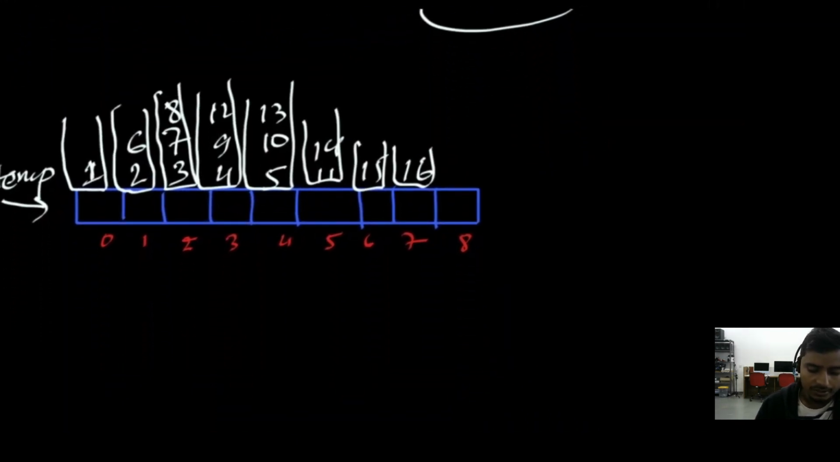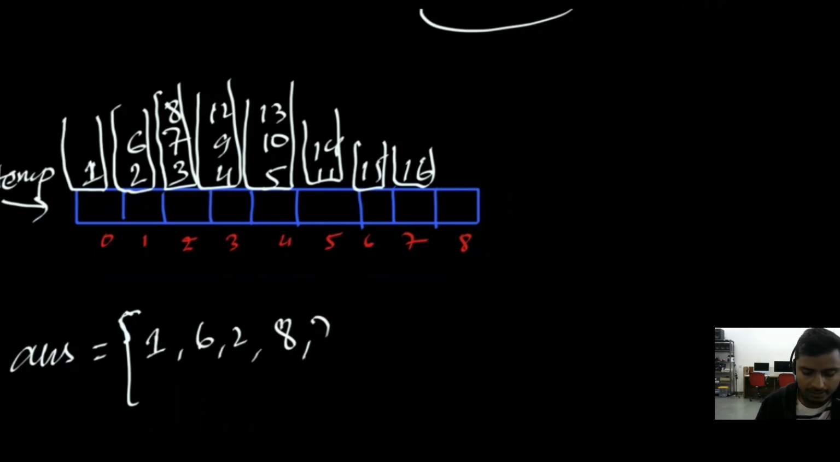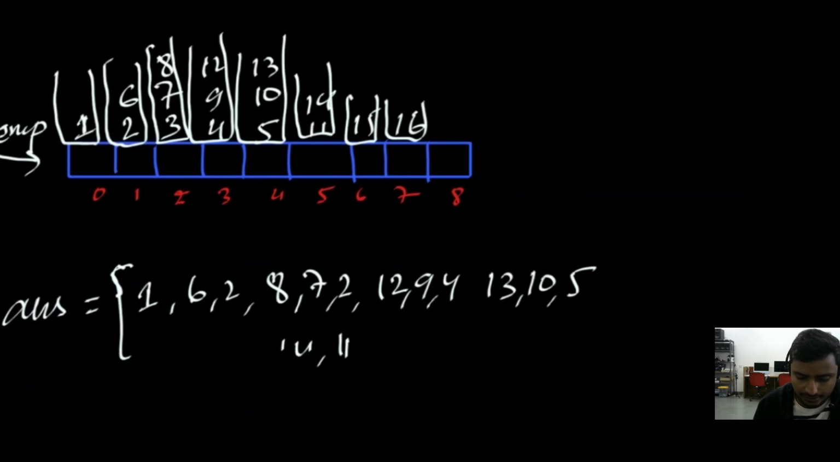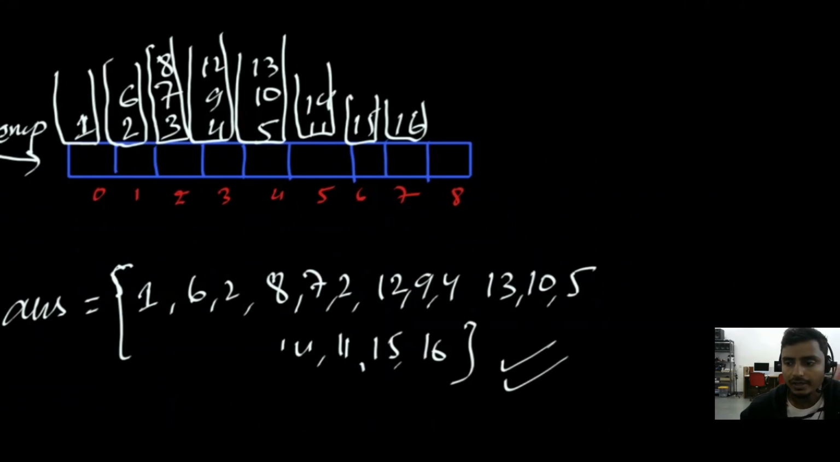Now what we'll do is create our answer array, and in our answer array we'll pop the elements from the stacks. From the first stack we'll pop 1, from the second stack we'll pop 6 and 2, from the third stack 8, 7, 2, fourth stack 12, 9, 4, fifth stack 13, 10, 5, and similarly 14 and 11, and then 15 and then 16. I hope this is our answer which we are going to return. So this is how we can return our answer.